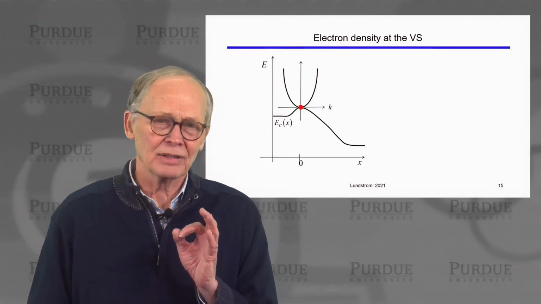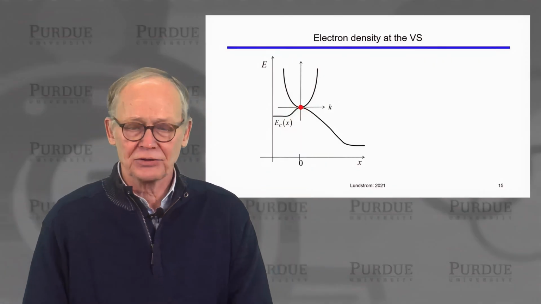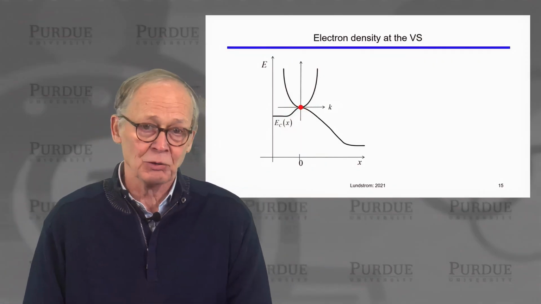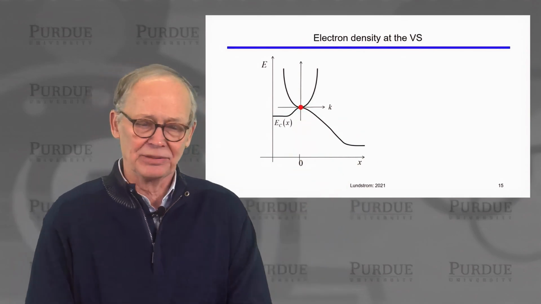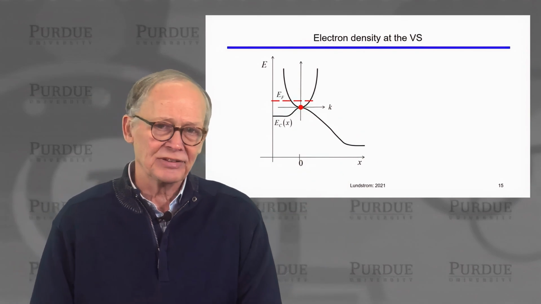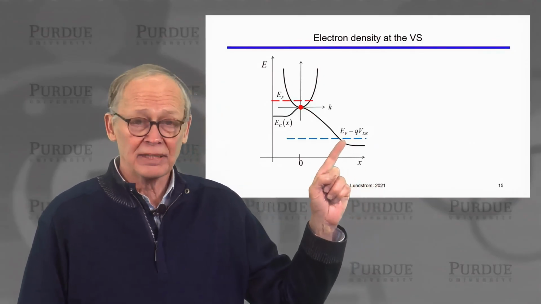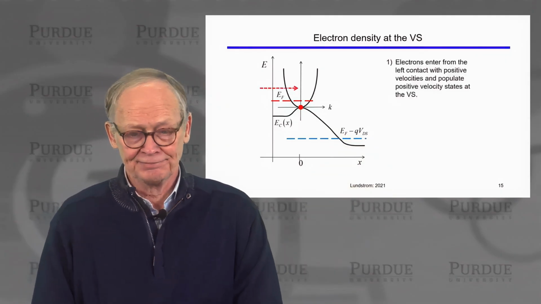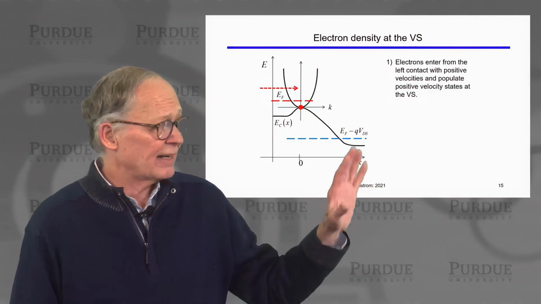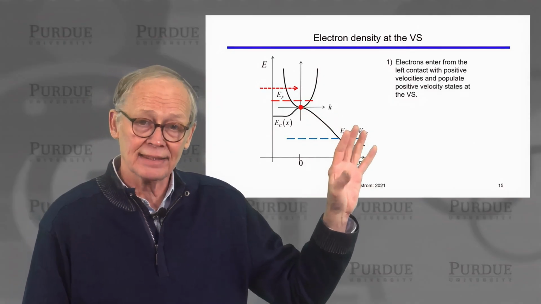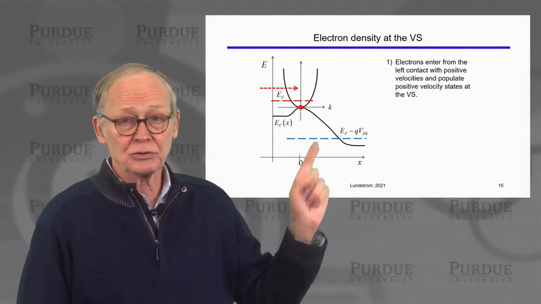Now let's take a little more close look at what's going on there. So here we'll have our energy versus K plot, our energy versus crystal momentum plot at the virtual source. We have a parabolic band for simplicity. The Fermi level in the source is at some location. The Fermi level in the drain is lower because we're under high VDS conditions. So electrons will hop over that barrier, flow in from the source. They can occupy positive velocity states. The probability that they occupy those states is determined by the Fermi level of the source, because that's where they came from.